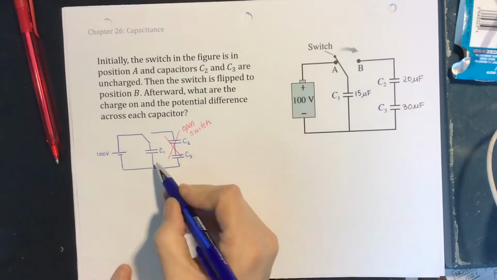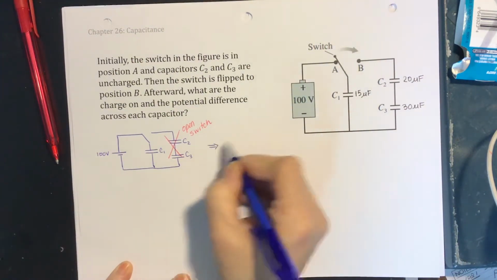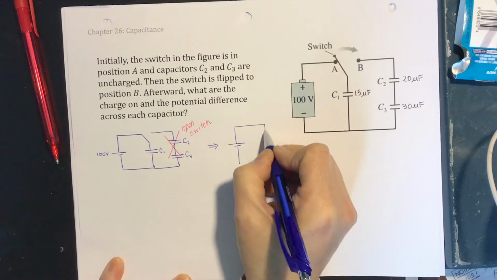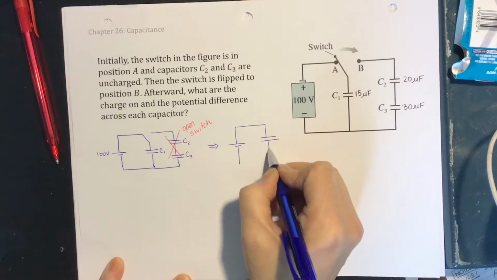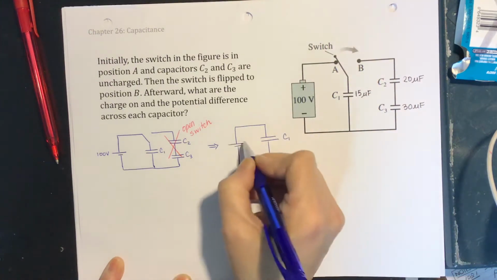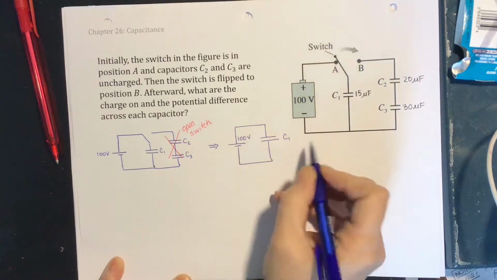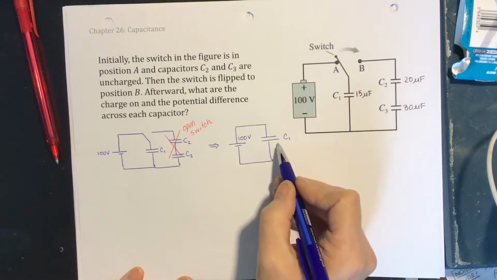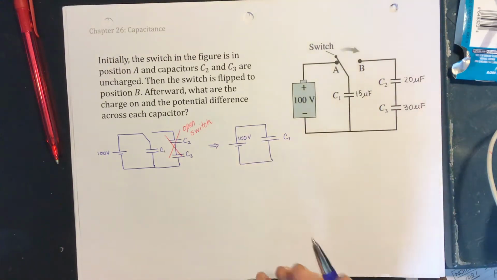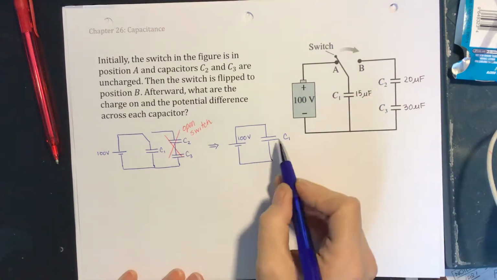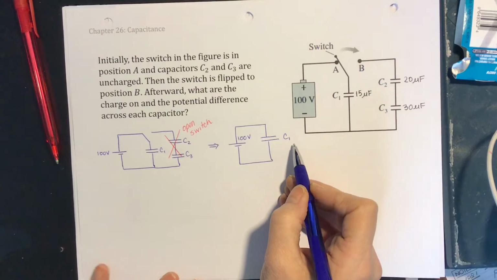So if we want to, we can work with this diagram, or we can simplify it to only have capacitor C1, because really, that's the only thing that's happening in the first part of the problem. So when the switch is in position A, we've got our 100 volt battery connected to capacitor C1. We know that charge is going to flow until capacitor C1 becomes fully charged, and then the charge flow will stop. So let's ask, initially, when the battery is connected to C1, what is the charge on C1?